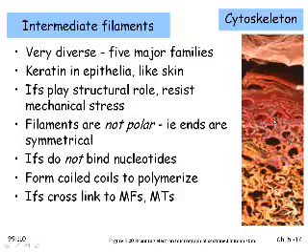Intermediate filaments are not polar. We talked about actin and microfilaments and microtubules having a plus and a minus end. Intermediate filaments are symmetrical from one end to the other, and we're going to see structurally why that is. Intermediate filaments also do not bind nucleotides. They do not need ATP or GTP in order to polymerize. They polymerize just inherently out of their own gumption. They form coiled coils where one alpha helix is coiled around another, and that's the basis for their polymerization process.